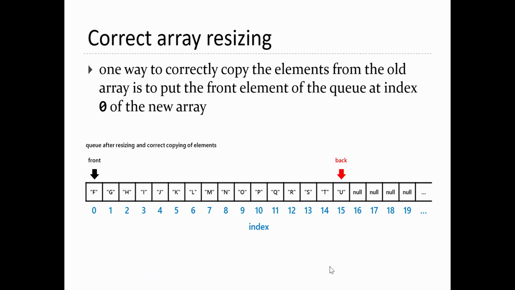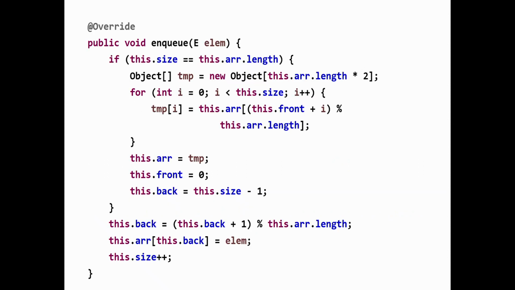So now I've got a queue where the front of the queue is the F at the front of the array. The back of the queue is somewhere in the middle of the array, but the next free element is the one immediately after back. And that's exactly what I want. So this is one way to solve the problem. There are other ways to solve the problem. Okay, so let's do it that way.